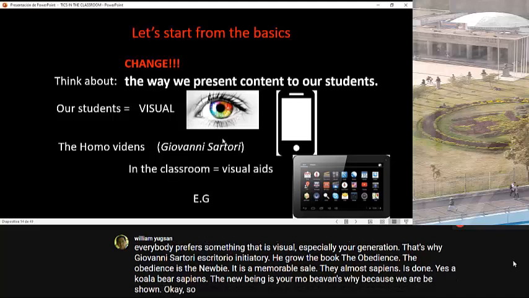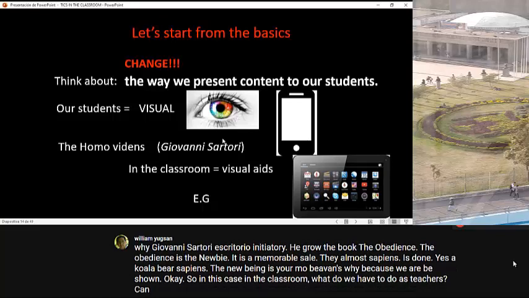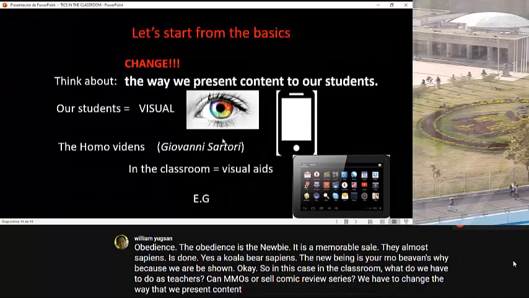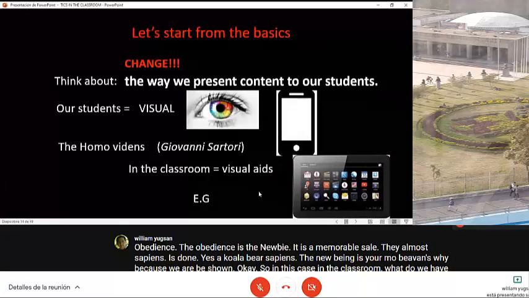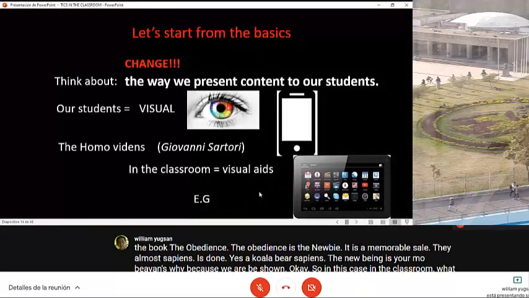Okay, so in this case, in the classroom, what do we have to do as teachers? We have to change the way that we present content, and we have to focus on visual aids.